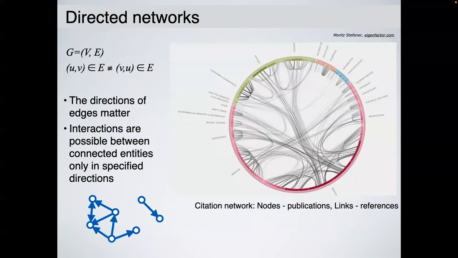Then you have, obviously, directed networks, in which the arrow will represent, for instance, the direction in which the information can navigate. Here you have an example with a citation network, in which each paper is citing another paper. So it's clearly in one direction and not the other.